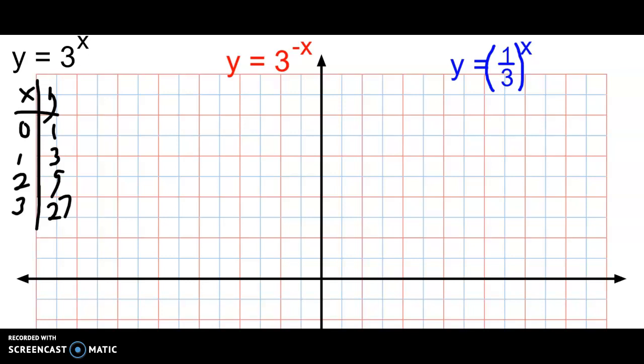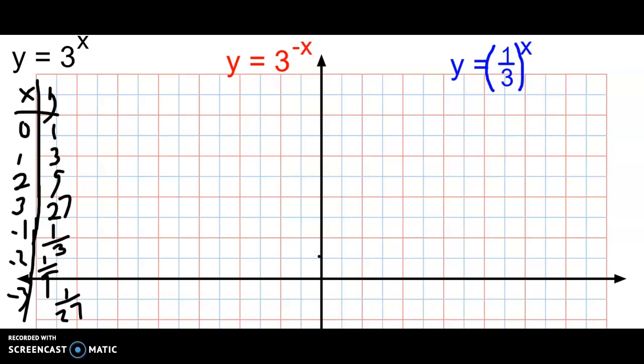So let's see what's happening on the negative side. What is 3 to the negative 1? All right, be careful. 3 to the negative 1 is not negative 3, is it? 3 to the negative 1 is 1 over 3 to the 1, or 1/3. 3 to the negative 2 is 1 over 3 squared, 1/9. 3 to the negative 3 is 1 over 3 cubed, I'm sorry, 1 over 27.